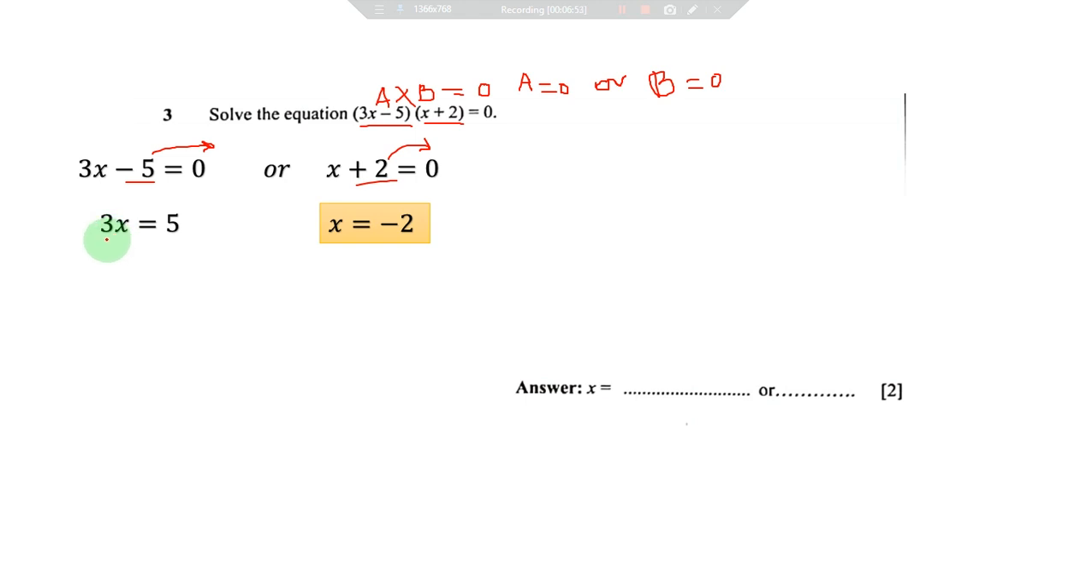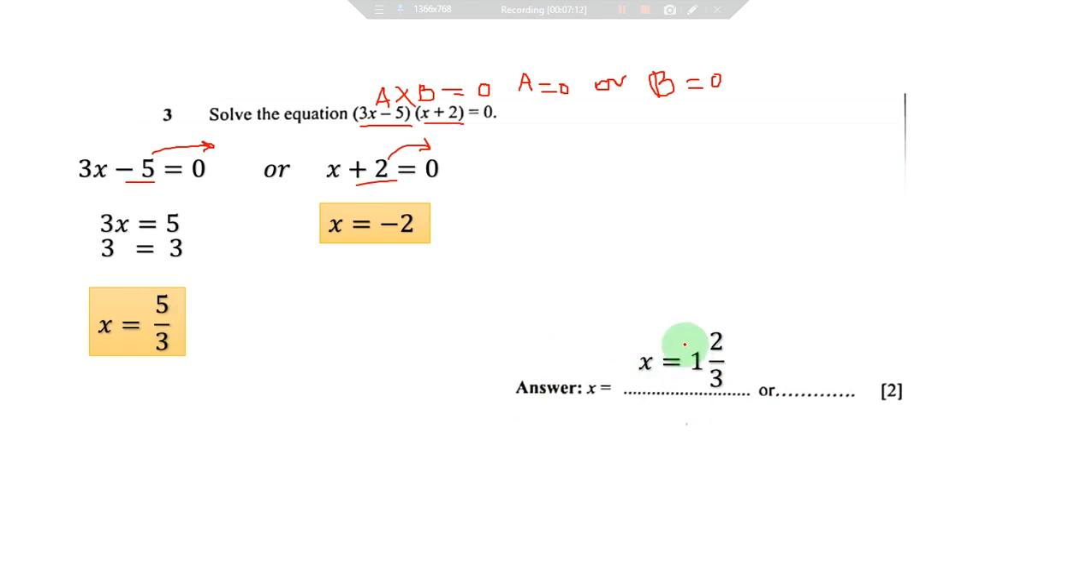So we are going to divide by the 3 on both sides. Dividing by the 3, we remain with x equals to 5 over 3. And then this answer here, we can write it in mixed fraction form. So the 3 goes into 5 one time, and then the remainder is a 2 over 3.